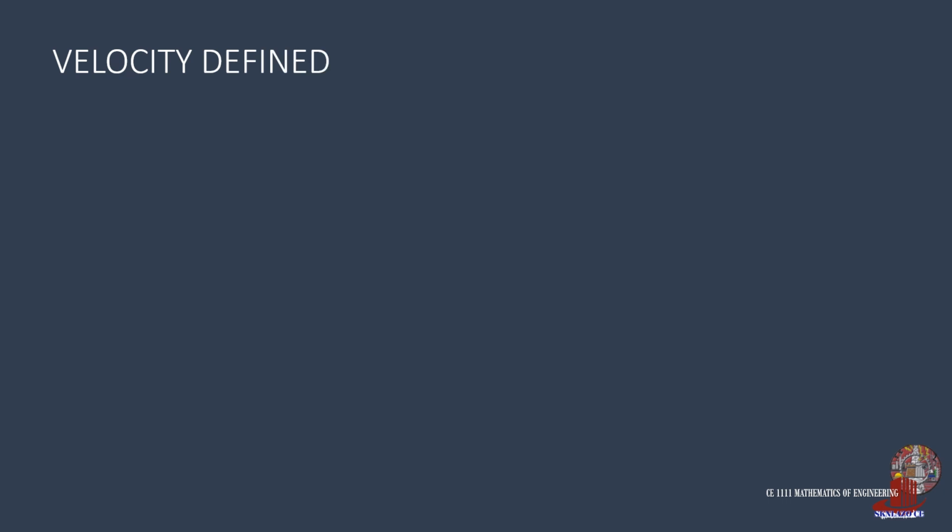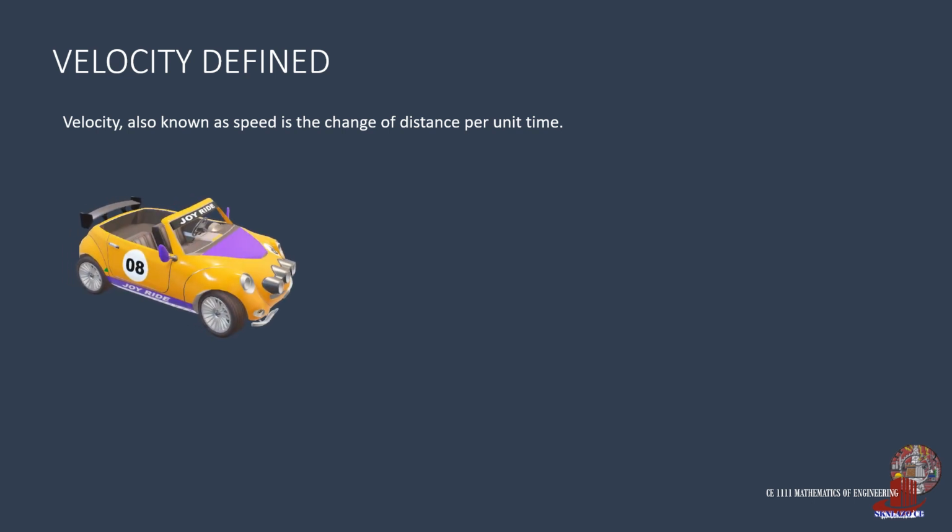What is velocity? Velocity is what we know as speed, only that this has direction as it is a vector, while speed is a scalar. Anyhow, velocity is defined as the change in distance with respect to time. Take for example a traveling car.